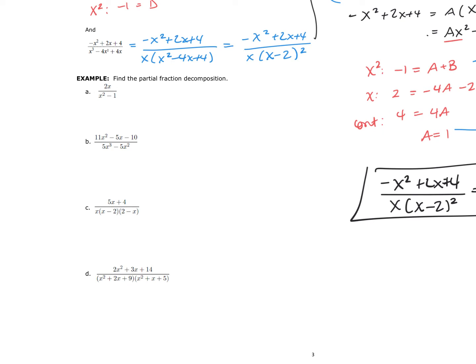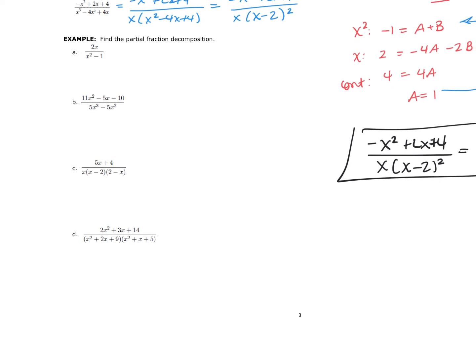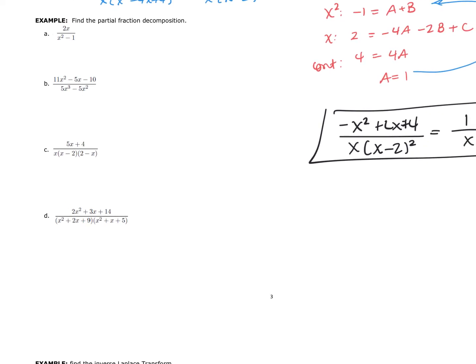So I'm not going to go through these. I mean, they're pretty straightforward. You just have to know, like this last one, I'm just going to jump to this last one, that you would write this as the Ax plus B over the first irreducible, which is x squared plus 2x plus 9, and then plus Cx plus D over x squared plus x plus 5.